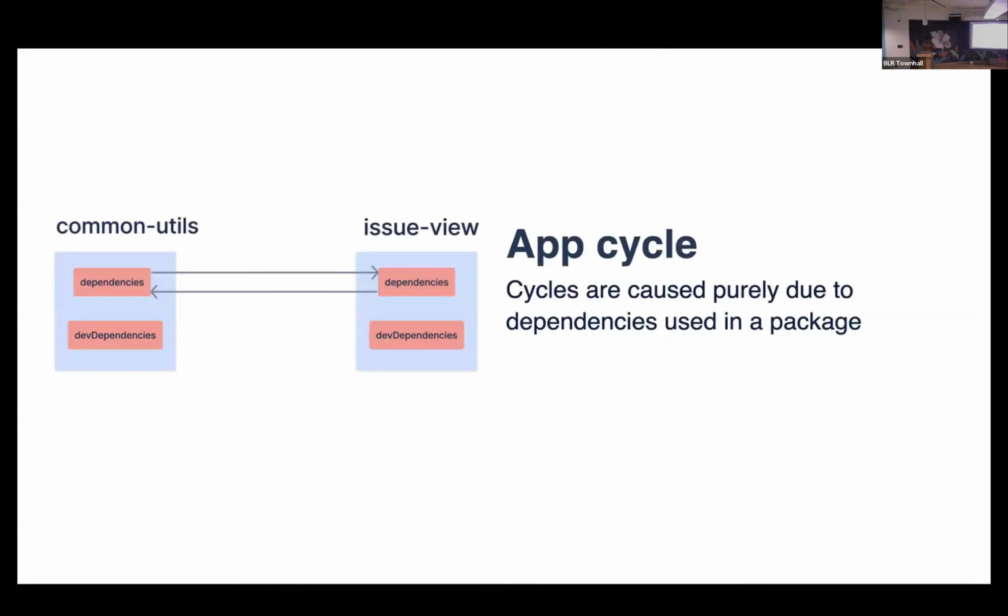Yeah, so this is an app cycle. Imagine you have two packages, common utils and issue view. Common utils directly has a dependency on issue view, and issue view has a direct dependency on common utils. This is something that we call an app cycle, and this has to be broken before you enable project references in your repository.